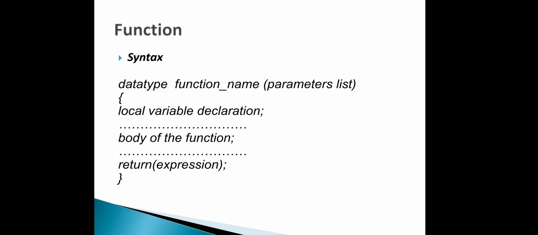Next is the function body. The function body contains two parts: variable declaration part and executable part. In the variable declaration part, we can declare the variables, and in the executable part, we can define the set of statements to perform the specific activity, right? The last part is the return section. Here return is a keyword. It is mainly used to return control back to the calling function.